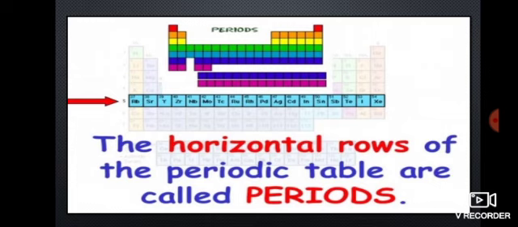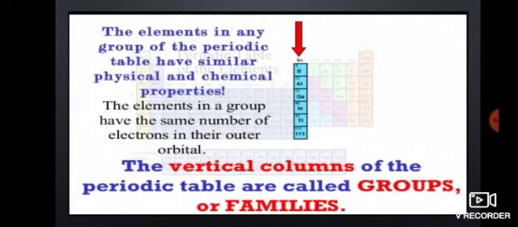So we will discuss them later in the period and group topic, in detail, about the groups and periods. Now, what are the vertical columns called? The vertical columns of the periodic table are called groups or families. If you look at the blue area from top to bottom, each vertical column is called a group or family. There are a total of 18 groups present in the periodic table, which are then further divided into A and B.